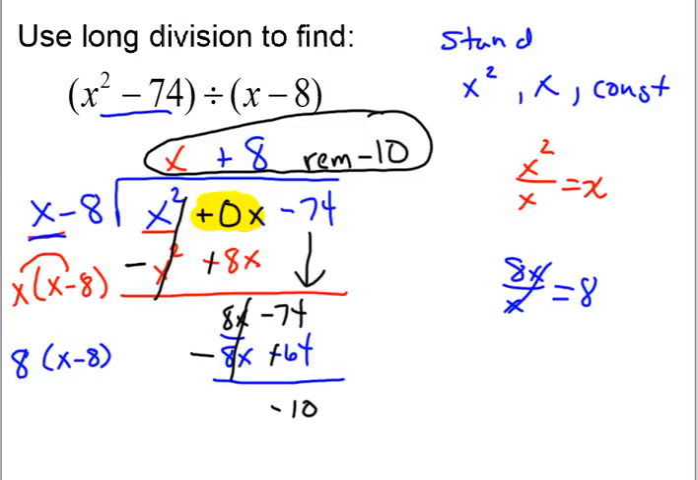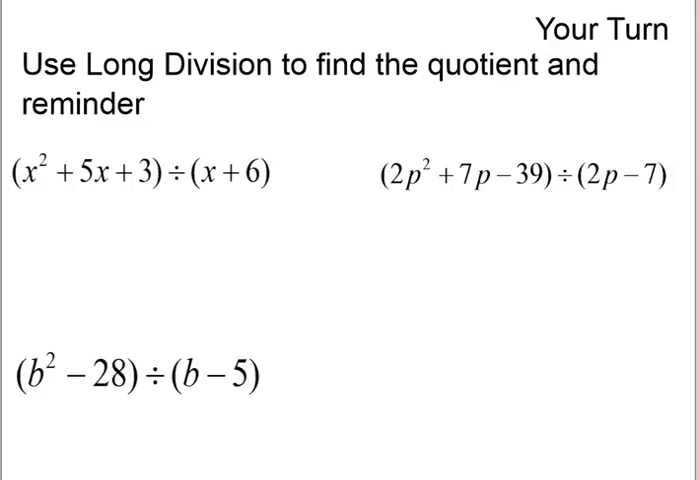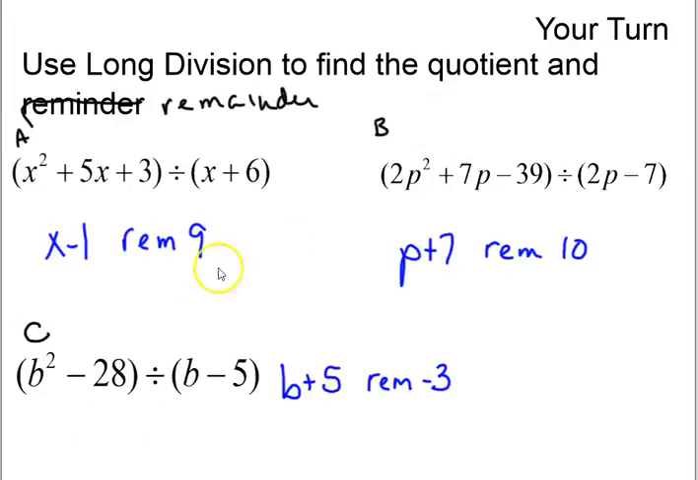Here you go. I want you to use long division to find the quotient and the remainder, not the reminder, the remainder. I'm going to put the solutions up here in a minute. So you have to do all three problems. This is problem A, this is problem B, and this is problem C. Good luck. Okay, we're back.